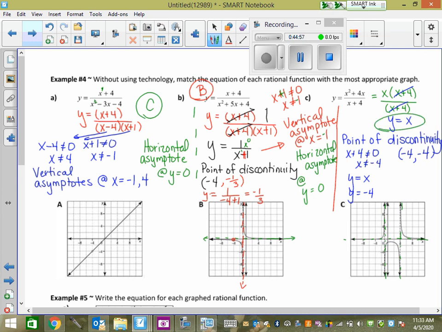When I draw the line y equals x, well, here's the line y equals x. We know that. It's the identity line. It's 1, 1, 2, 2, 3, 3. So we draw that line. But at -4, -4, we have an open dot. So it is A.